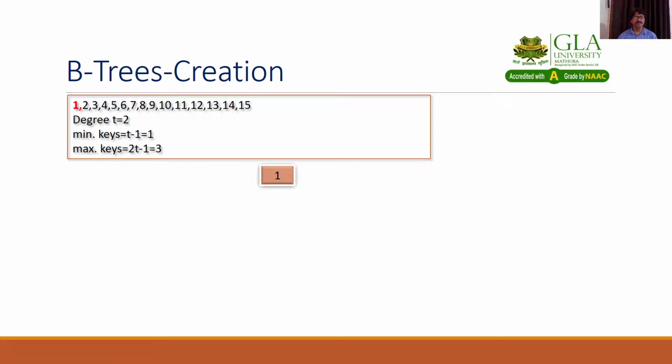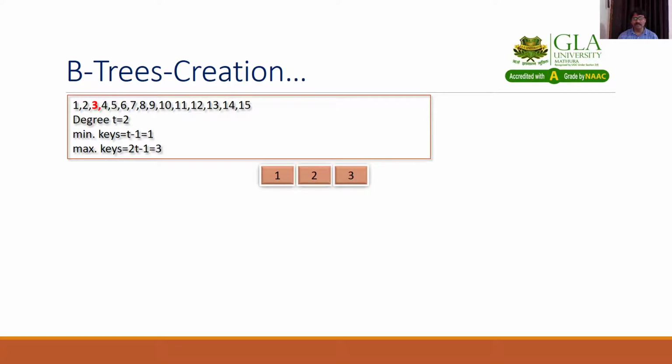Now I am going to discuss B tree creation. There are a few elements I have taken, and one by one we will insert them and learn how we split the data and send data in the upward direction. First I will insert 1. Because degree t equals 2, the minimum number of keys is t minus 1 equals 1, and the maximum number of keys is 2t minus 1 equals 3. So the maximum number of elements may be 3 and the minimum may be 1. First we insert 1 at the root, no issue because the maximum keys may be 3. So 1, 2, 3, up to 3 we can insert.